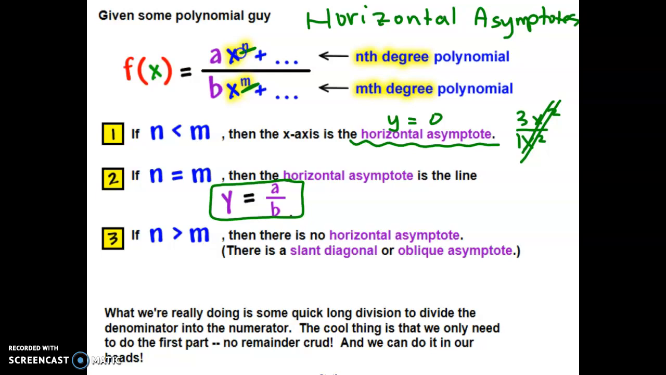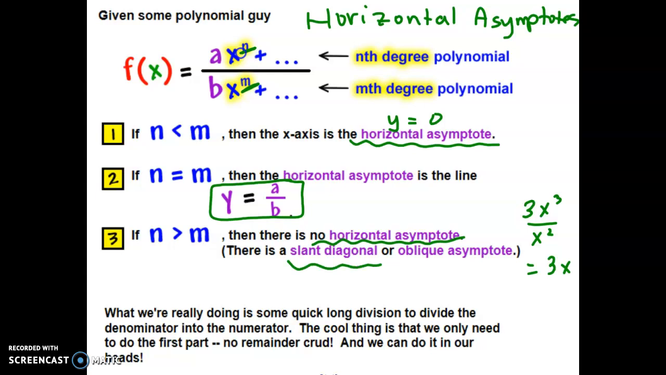For case 3, this is where the top degree is bigger than the bottom degree. So that'd be like 3x cubed over x squared. When you divide that out, you'd just be left with 3x. So if the top is bigger than the bottom, there's no horizontal asymptote. Your asymptote you're left with is either going to be a slant, which means a straight line, but it's at a slope, or an oblique, which basically means it is a parabolic or a parabola shape asymptote. So those are our three cases. Make sure you write those down. You're going to need to know those.